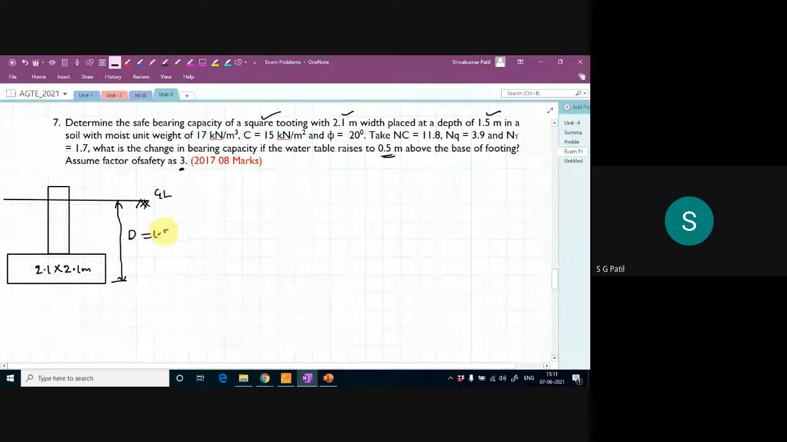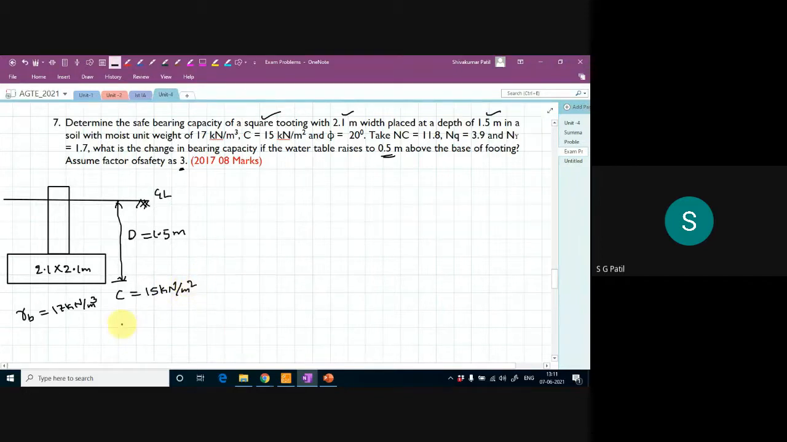It is 1.5 meter, in a soil with a moist unit weight. Moist unit weight is nothing but your bulk unit weight. Both are the same, moist or bulk. So 17 kilonewton per meter cube. And C, how much they given? C they given 15 kilonewton per meter square. And phi value also they given, 20 degree.